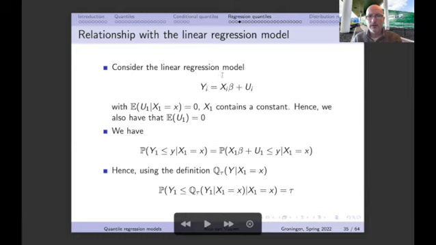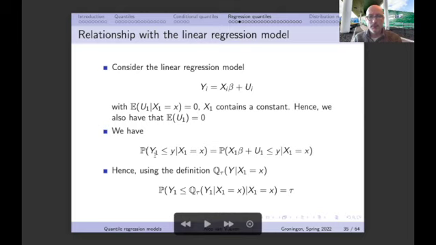So a very simple model that we have over here. We're going to assume that u and x are uncorrelated with each other. x1 contains a constant, and therefore we also have that this thing over here has a mean equal to 0. And now the question arises, how can we look at the quantiles of this model that we have over here?